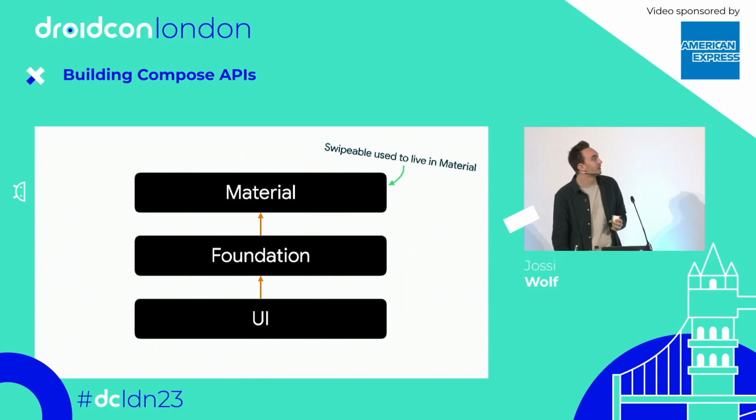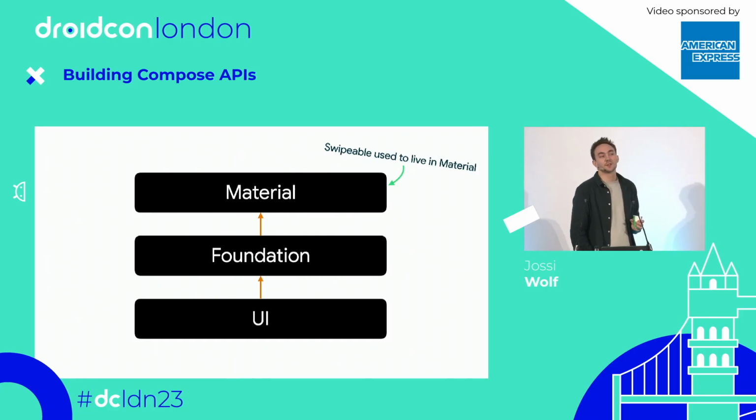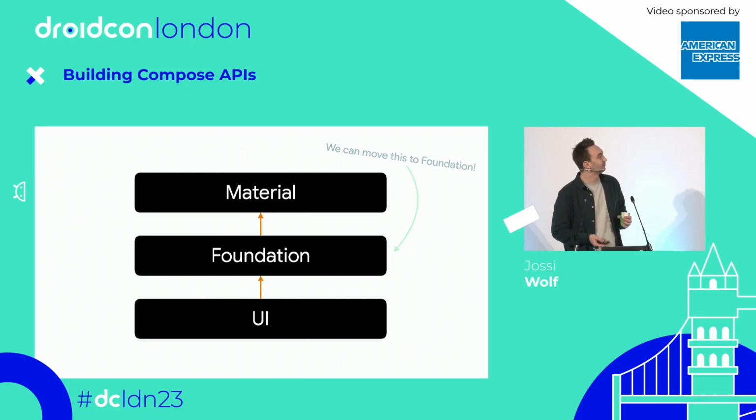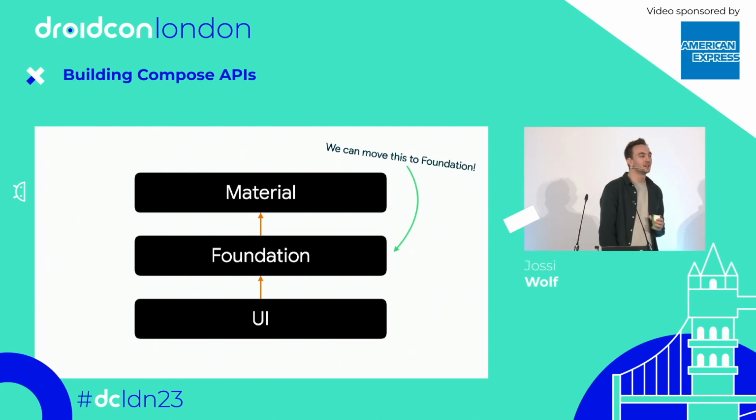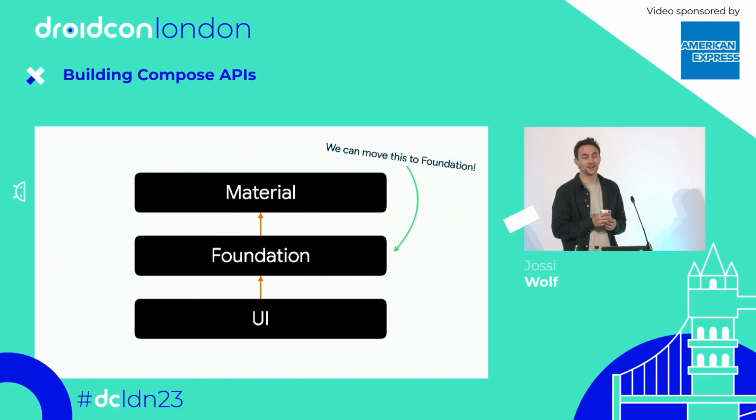Now, swipeable is actually really interesting because it used to live in material. And some developers had asked us for a foundation API because they did not want to depend on material, and they were building their own design system. We discovered that actually, after renaming this from swipeable to anchor draggable, this aligns much more with our foundation principles. And yeah, why not just move it?